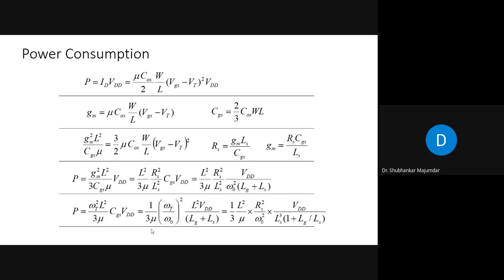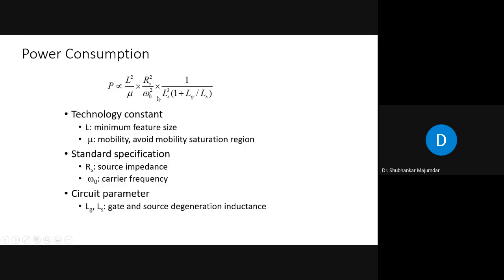So we are utilizing a transistor in a switched mode methodology. Switched mode means cutoff or saturation. Getting my point? There is no linearity. For this reason, in the ID equation, it is a saturation equation. Now for the power consumption, the technology is constant, the minimum feature size, then the mobility. There is a problem with the mobility at higher electric field, where mobility degradation happens. The standard specifications are source impedance and carrier frequency, and circuit parameters are LG and LS for the gate and source degeneration inductance.